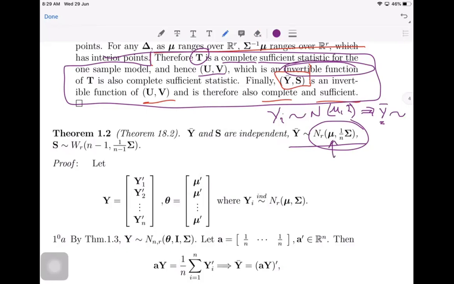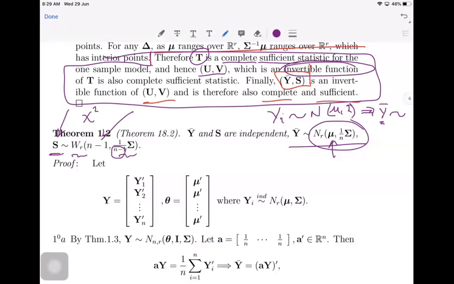And as what I told you earlier, I was throwing a question to you, what will be the distribution of S? You said it is chi-square. Chi-square if it's in the univariate case, but this time it's in the multivariate case. So it will become Wishart with n minus 1 degrees of freedom and sigma equal to 1 over n minus 1 sigma.